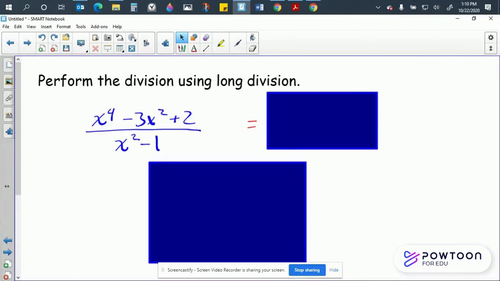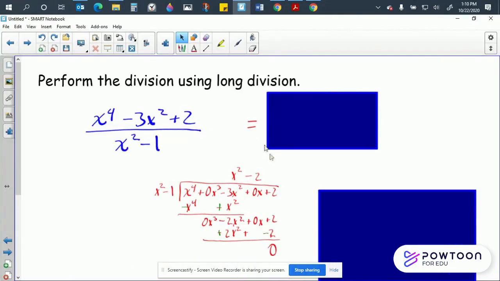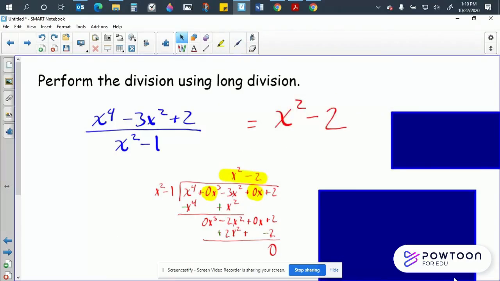Okay, to solve this problem using long division, when we set this up, you have to be careful to put your 0 in for x cubed and your 0 in for x. And once we finish off our division, we get x squared minus 2 because it has a remainder of 0.